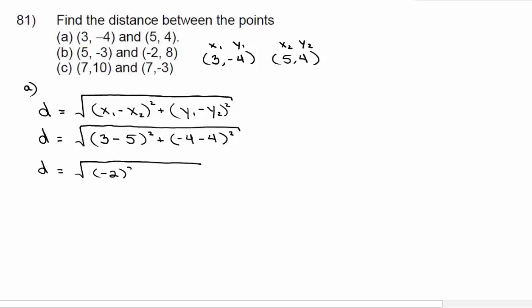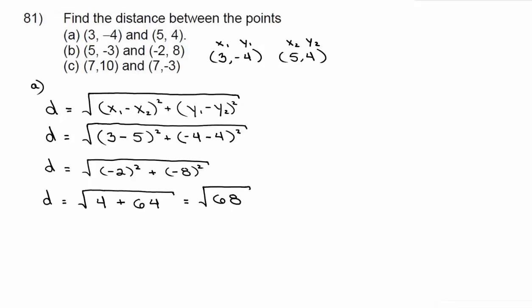Three minus 5 is negative 2, and we're going to square that. Negative 4 minus 4 is negative 8, and we're going to square that. This is going to be 4 plus 64, which is just going to come out to the square root of 68. We can simplify this a little bit.